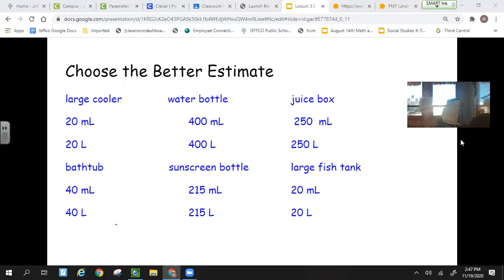Which would be a better estimate? Write down in your spiral. Would I be able to fill a large cooler with 20 milliliters of water, or would it be better to use 20 liters of water? Write down your estimate and remember what they look like. This is a milliliter, this is a liter.